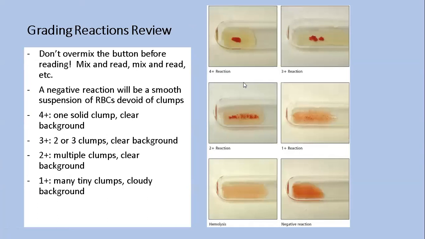So you guys know all about grading reactions, and on the previous slide I mentioned to you guys, it would be unusual to get 4+ or even 3+ when we're doing the phenotyping. So most often it's going to be 2+ or 1+ reactions for your positives, so you have to be very careful that you're not overmixing them when you're reading.